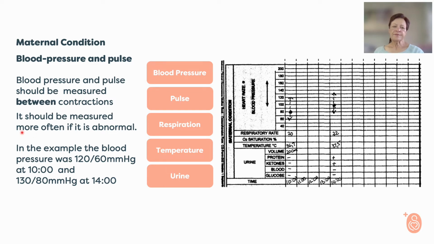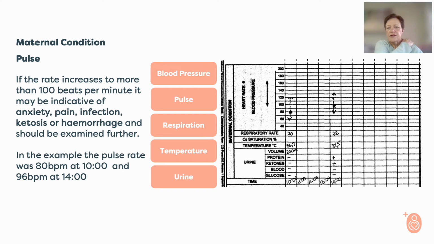If the blood pressure is abnormal, for example, in the case of hypertensive patients or preeclamptic patients, the blood pressure should be measured more often depending on the condition of the patient. As I've said here, for example, the blood pressure was 120/60 millimeters mercury in this case, and here at 10 o'clock it was, here opposite, 130/80 millimeters mercury, and the pulse was 100 beats per minute.